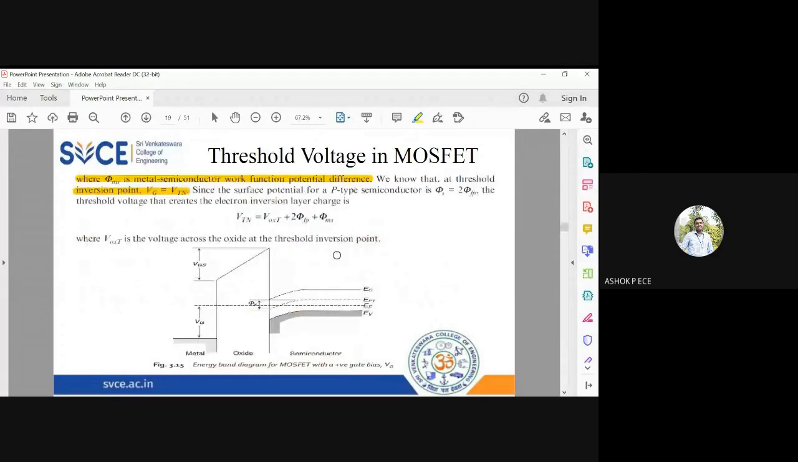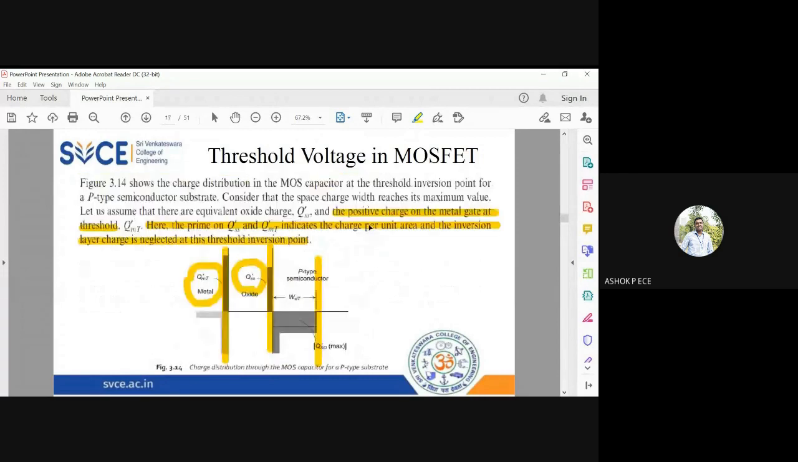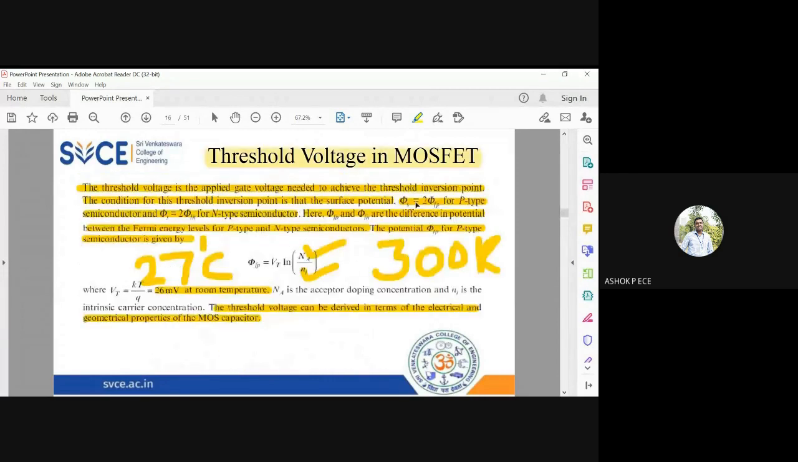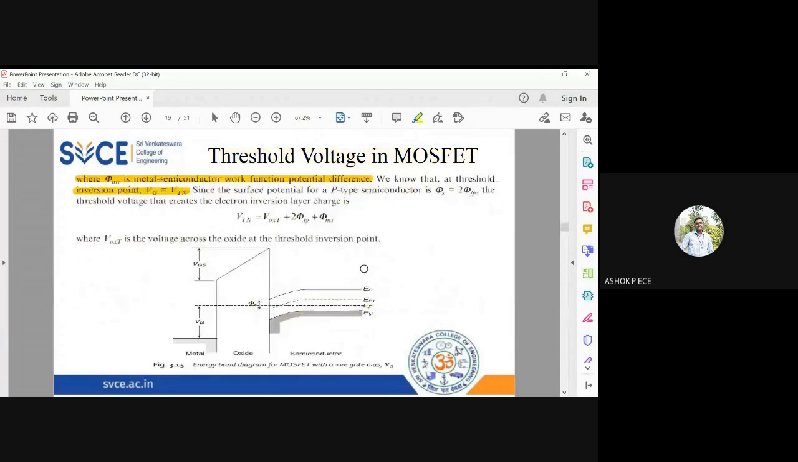And you know, at threshold, this phi s we have seen in the beginning, phi s will be equal to 2 phi fp. I am using that. So 2 phi fp plus phi ms. So this is the simplified threshold equation for the MOSFET. So Vtn will be equal to V oxide threshold plus phi s. Phi s is the surface potential of p type. It is given by 2 phi fp, and phi ms is the metal semiconductor potential difference. Okay, and V ox T is the oxide layer voltage at the threshold point.